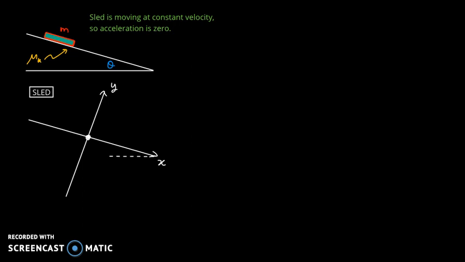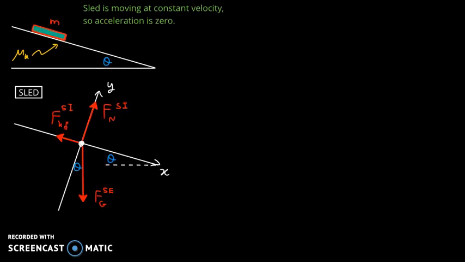So what are the forces acting on the sled? There's gravitational force pulling straight down. There's normal force from the surface perpendicular to the surface, and there's friction pointing in the direction opposite the direction of motion, which will be up the incline. So let's go ahead and draw these forces. Here I have all the forces shown on the free body diagram.